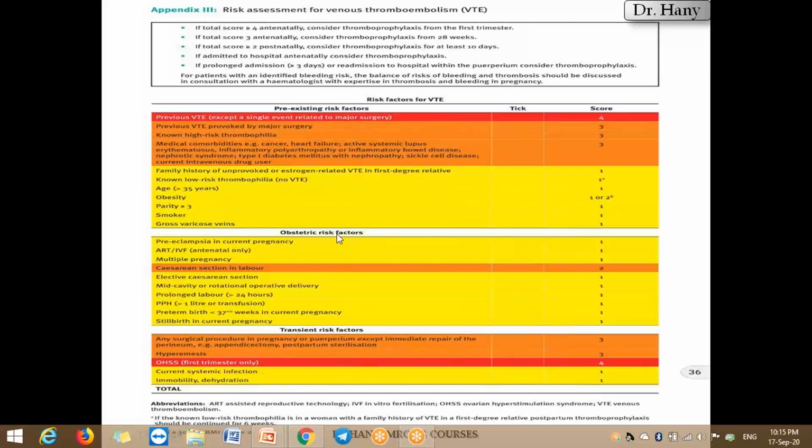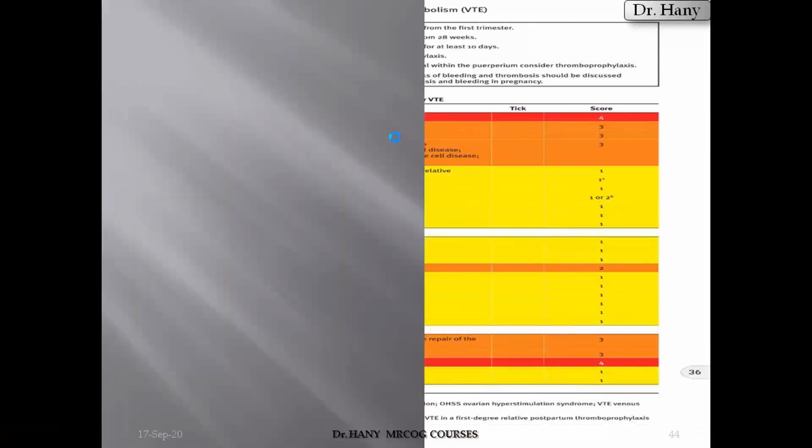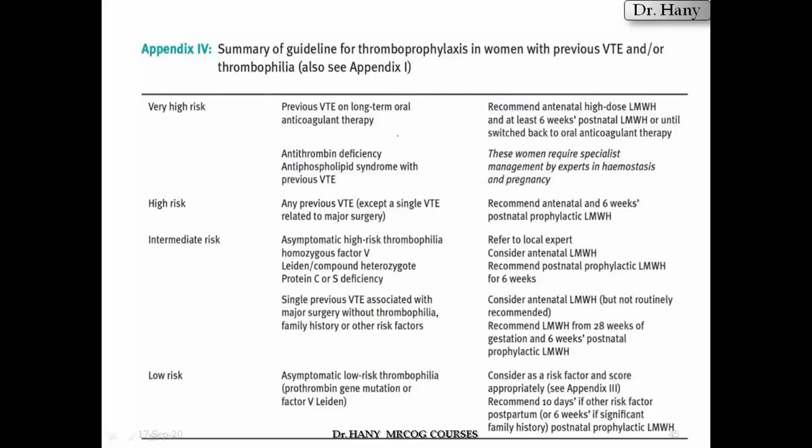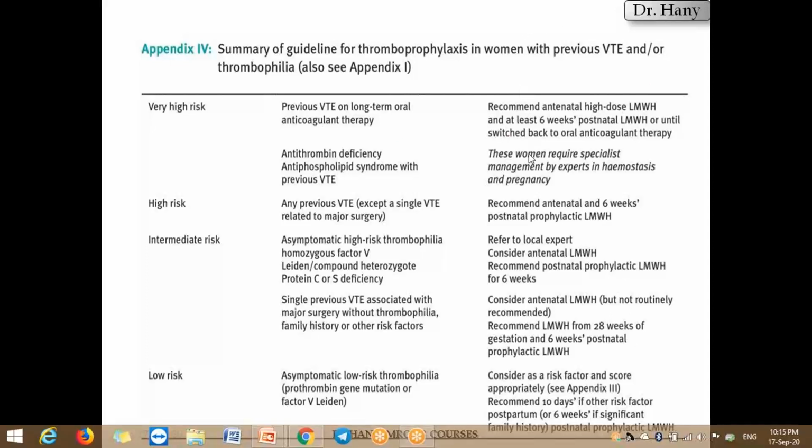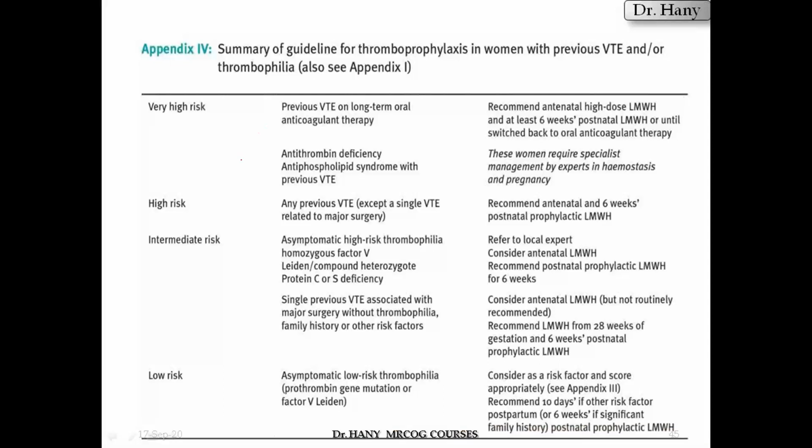What I want to get to is the last exam trick. This chart is a killer chart. If you don't understand this chart, you will be lost in the exam. This chart is very important. Why? Because it gives you the indication for high dose, the indication for what to do and how to do it in the exam. A summary of the guideline for thromboprophylaxis in a woman with previous VTE and or thrombophilia.